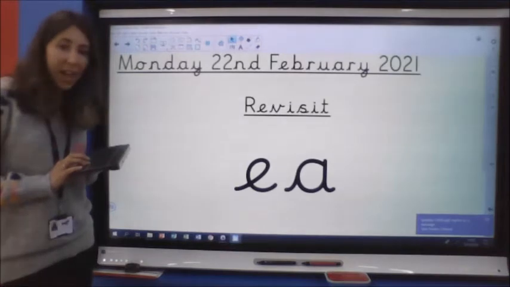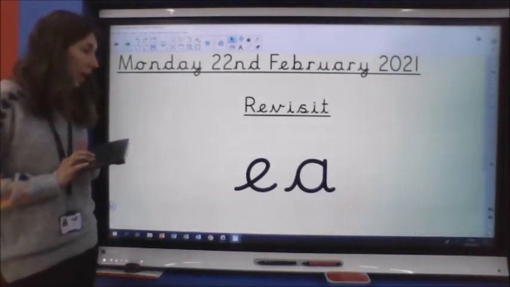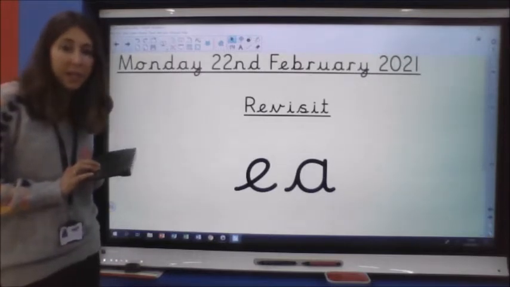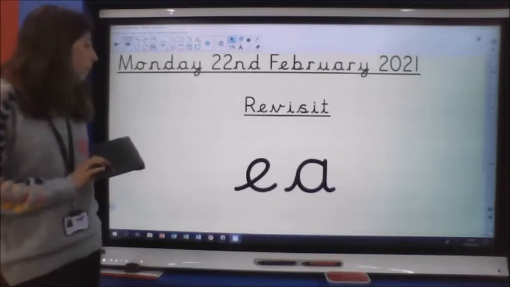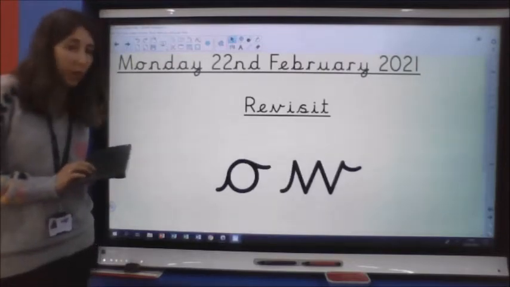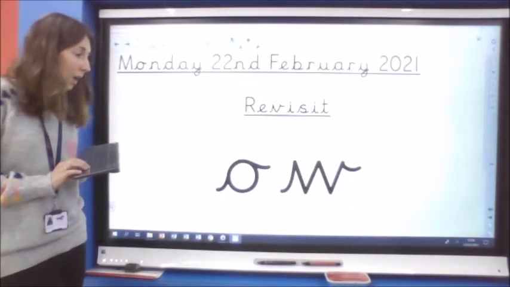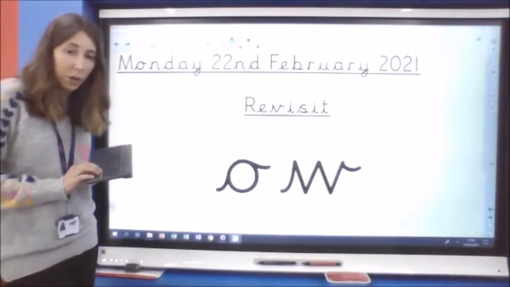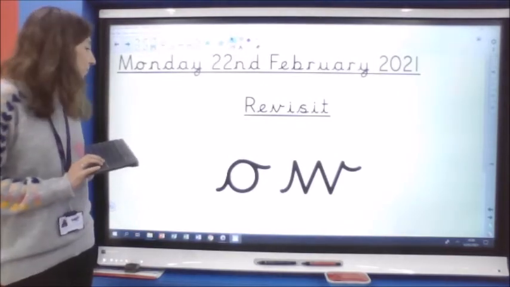Okay, next one, E and A. Which 2 sounds can E and A make together? It can make E for bead, or it can make E for head, can't it? Well done if you remembered those. Okay, what about that one? O-W. O-W can make ow, like cow, or O, like snow.